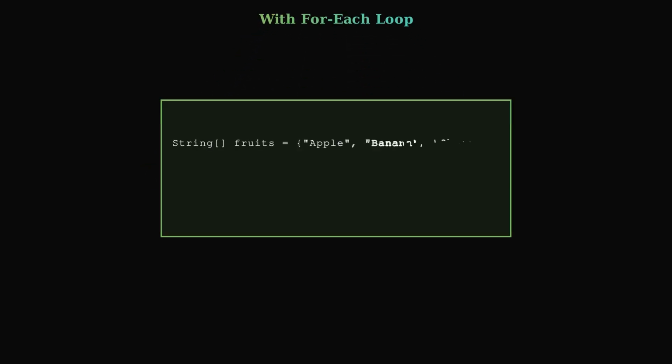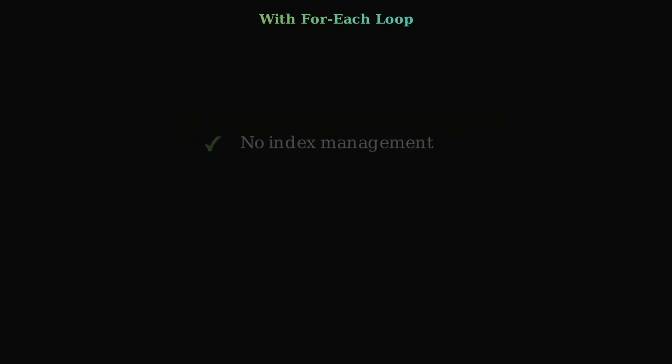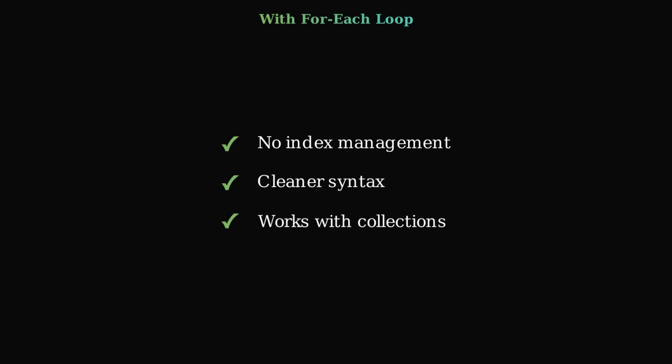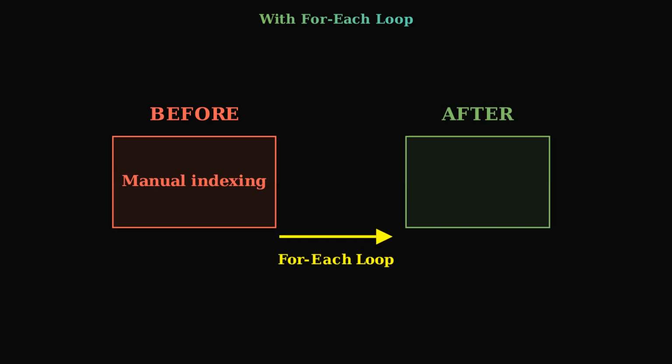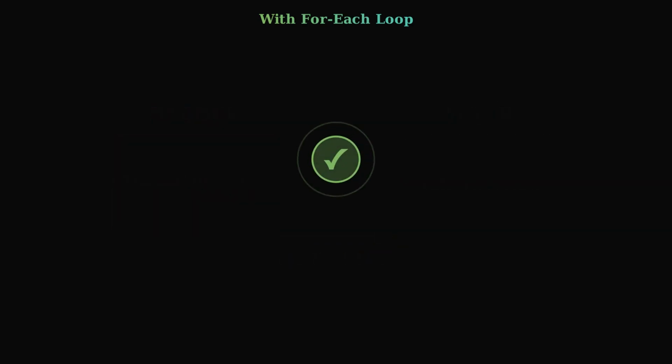Here comes the solution, for each loop. Look how clean the code is now. No index management, cleaner syntax. Works with collections. Compare the difference. And that is why we use for each loop.